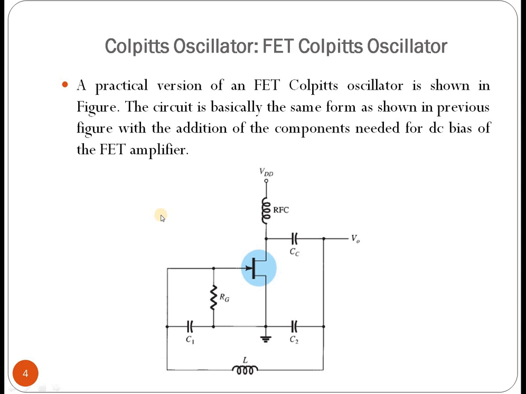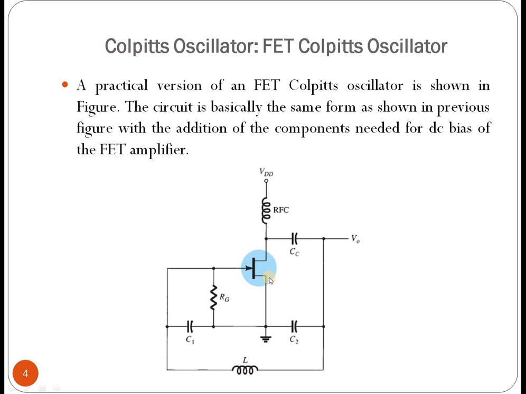Colpitts oscillator, and the first part is FET Colpitts oscillator. This circuit is the combination of a FET amplifier. Previously we saw that in an oscillator we can use an amplifier, but it is also possible to combine the Colpitts oscillator with a FET. In the circuit you can see C1, C2 and L. This is exactly the same as the previous one, that is, x1, x2 and x3. Instead of x1, x2, x3 we have used C1, C2 and L.